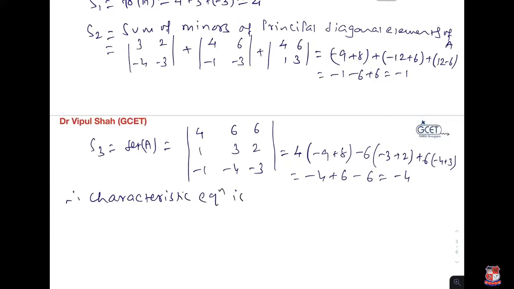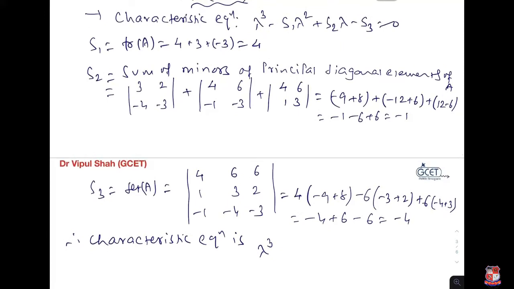the characteristic equation is lambda cube minus s1 lambda square, and s1 is 4. So minus 4 lambda square, then plus s2 lambda. Now s2 is minus 1, so this is a minus lambda, and plus minus s3, and s3 is minus 4, so minus s3, that means it is minus minus plus 4, and that is equal to 0.